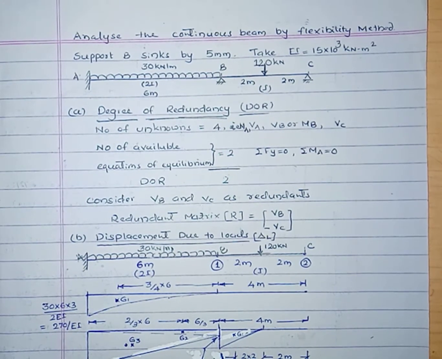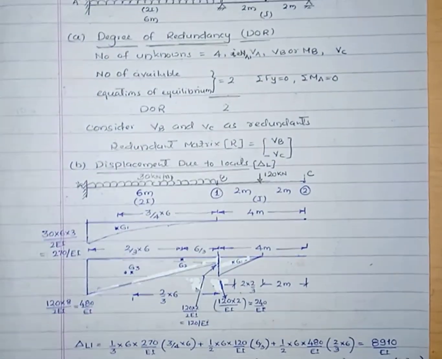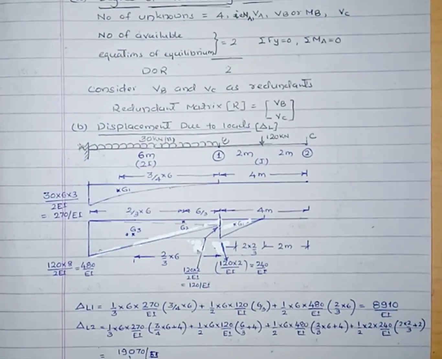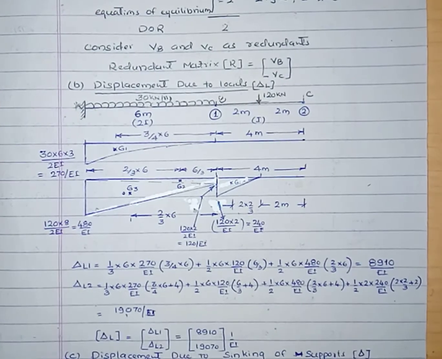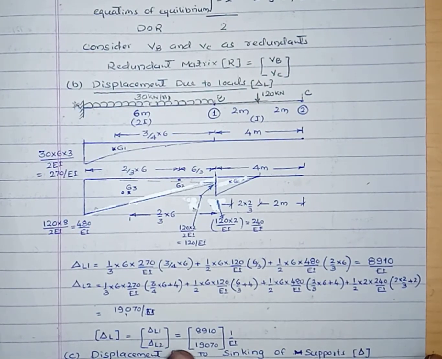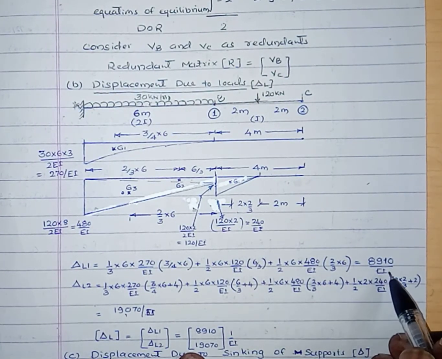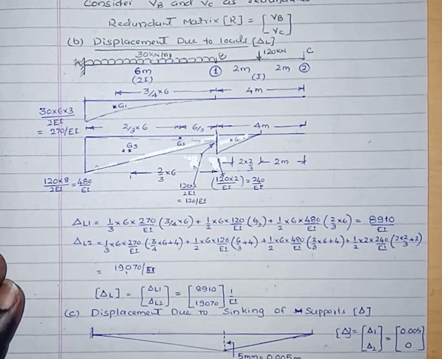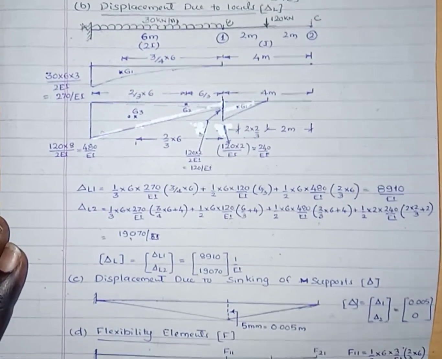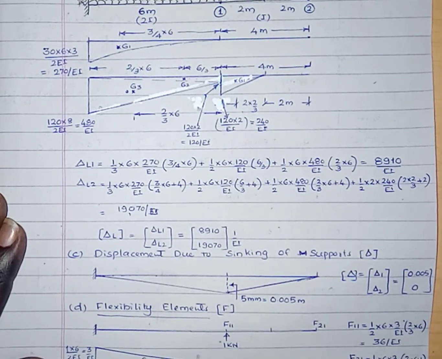By simplification you will get the displacement at 1 due to the applied load. After simplification here you will get 8910 by EI.